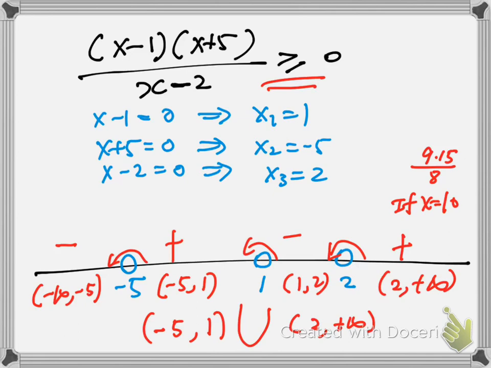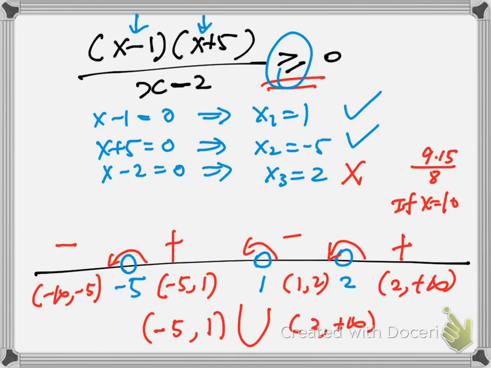So now let's talk about this equal sign. Okay, so this is greater than or equal. So when this left-hand side equal to 0, x1, yes, you're plugging 1 here. This is 0. So the whole fraction is 0. x2, yes. You plug in -5 here. The second factor is 0. Numerator 0, fraction is 0. But the last one, denominator 0, the fraction is not defined.